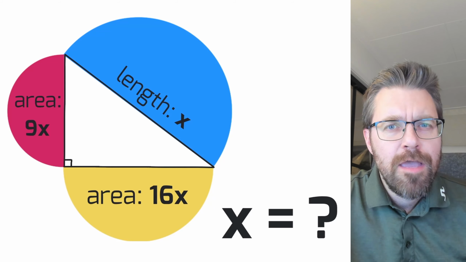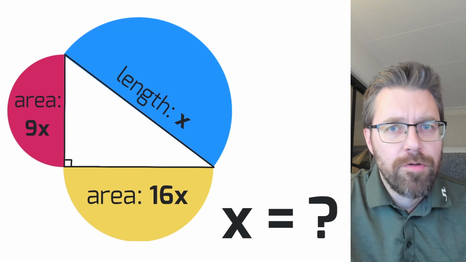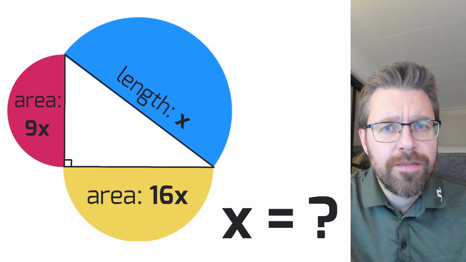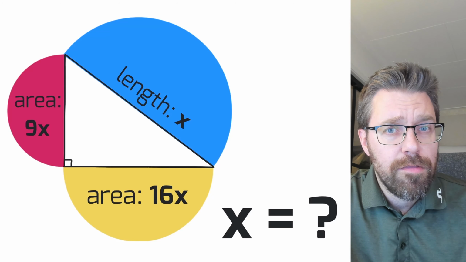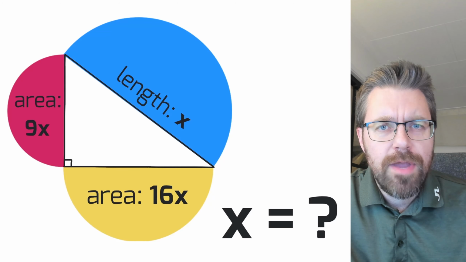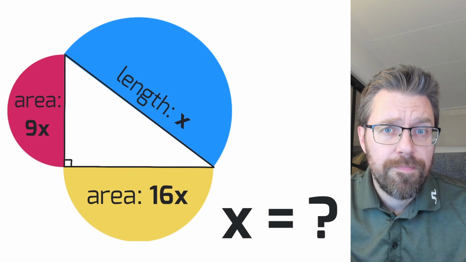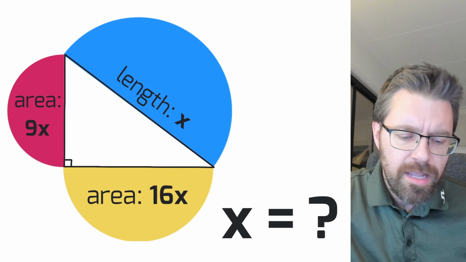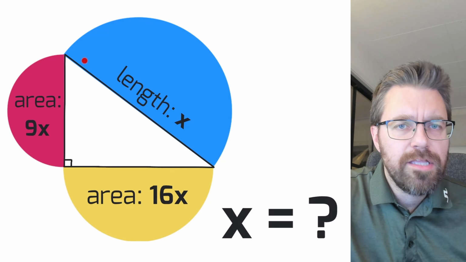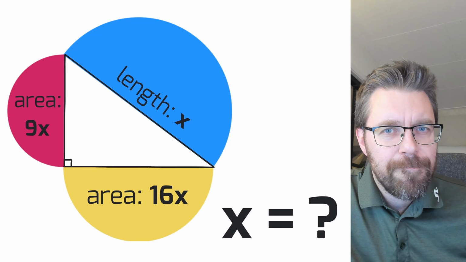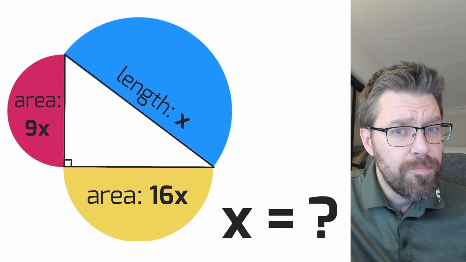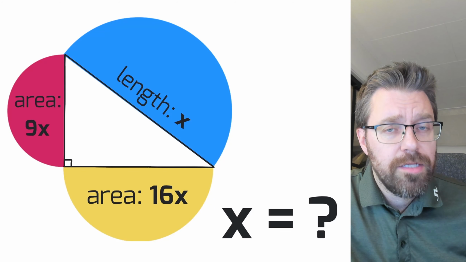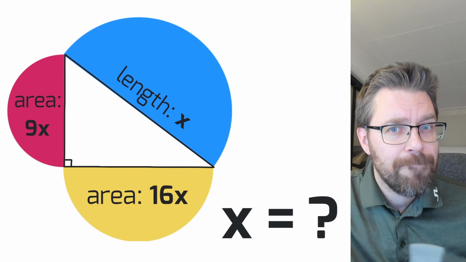And today we've got a problem here about a right triangle and three semicircles. The area of the red semicircle is 9x, of the yellow semicircle is 16x, and the length of this side here in the triangle is x. So, please pause the video and try to find x.